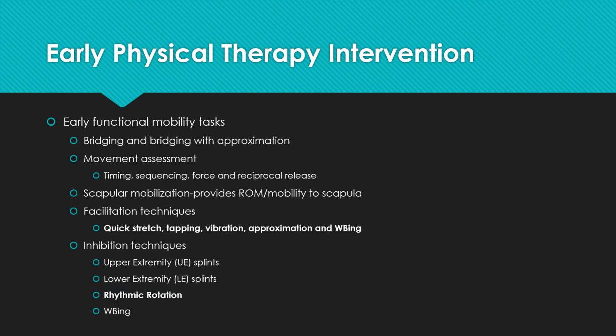Our early functional mobility tasks are typically going to be initiated in bed, and we want to start with hips and shoulders because we need proximal stability to develop distal stability. And so for engaging lower extremity function and preparing for things like transfers and even bed mobility and gait, we can start with bridging and bridging with approximation. So pushing pressure down through the knees to approximate the hips and get that facilitation of muscle activation.